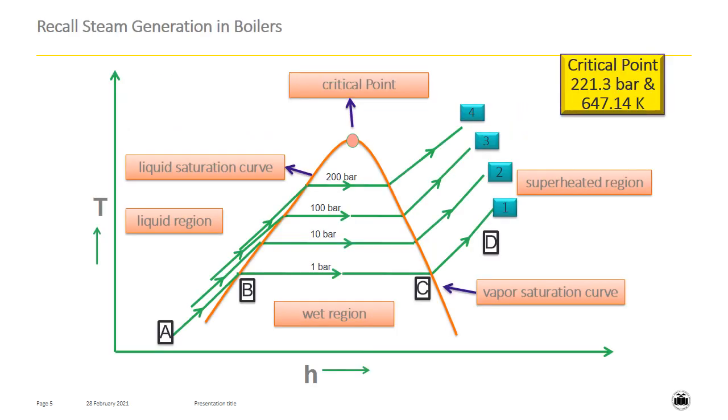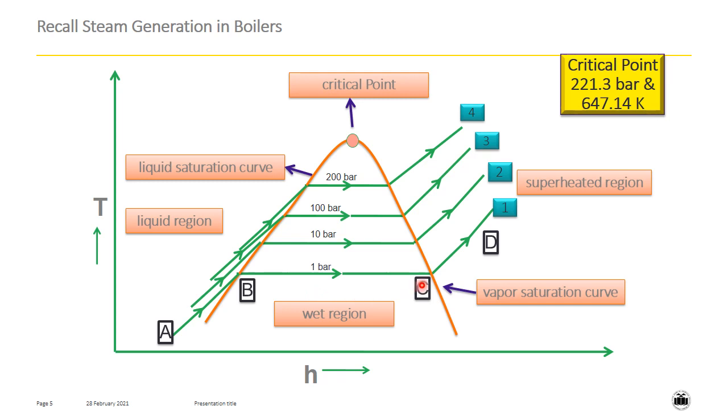Dear students, you have learned in the last academic year about generation of steam at constant pressure. Observe here there is a temperature enthalpy diagram and processes A, B, C and D. This indicates steam generation at constant pressure. Let us say this pressure is 1 bar. Here BC indicates latent heat.